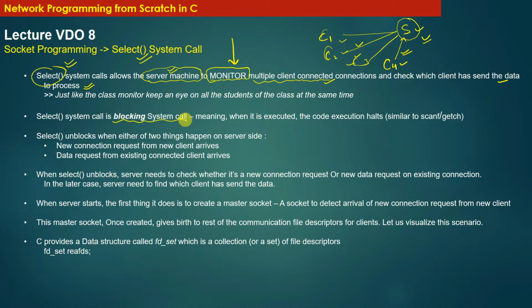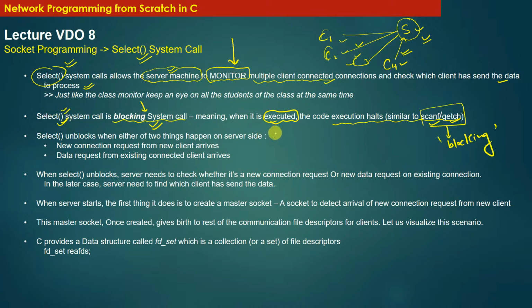Select system call is a blocking system call. Why is it a blocking system call? Accept system call is also a blocking system call. Now what is a blocking system call? It means that when the select or accept system call is executed, the code execution halts. In your previous programming experience, you must have used scanf or getch. When these functions are called, you would have experienced that the execution of the code stops and waits for the user to give some input. These calls are called blocking system calls, that is, they block the execution flow of the program. Similarly, select and accept system calls are both blocking system calls.